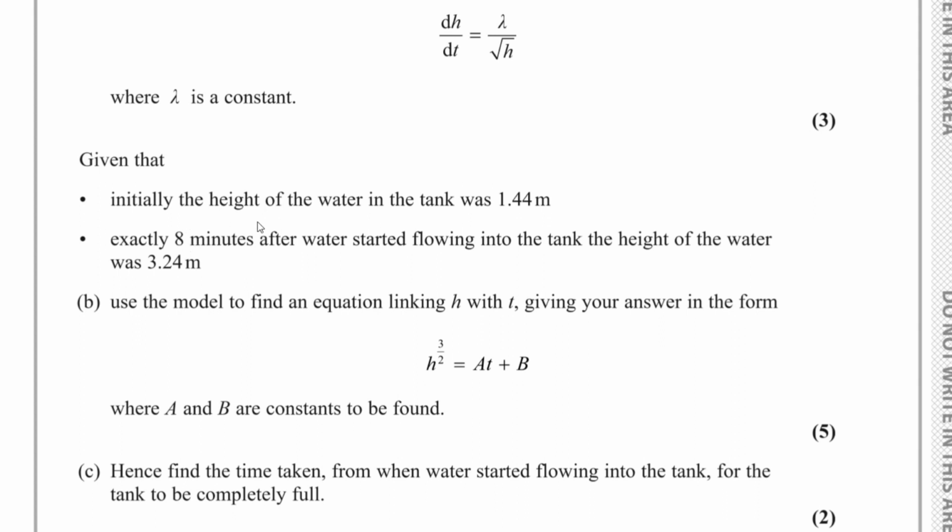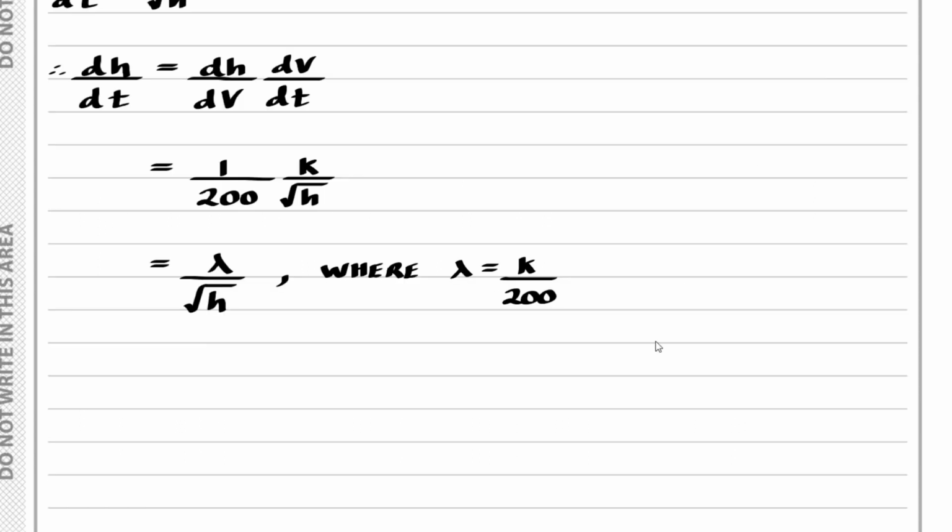Given that initially the height of the water in the tank was 1.44 meters, and exactly 8 minutes after water started flowing into the tank, the height of the water was 3.24 meters, we have to use the model to find an equation linking h with t, giving an answer in the form h to the 3 over 2 equals at plus b, where a and b are constants to be found.